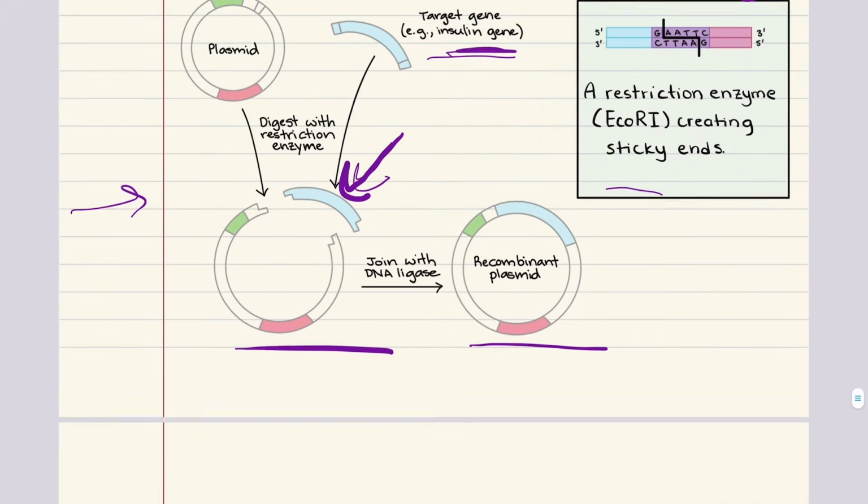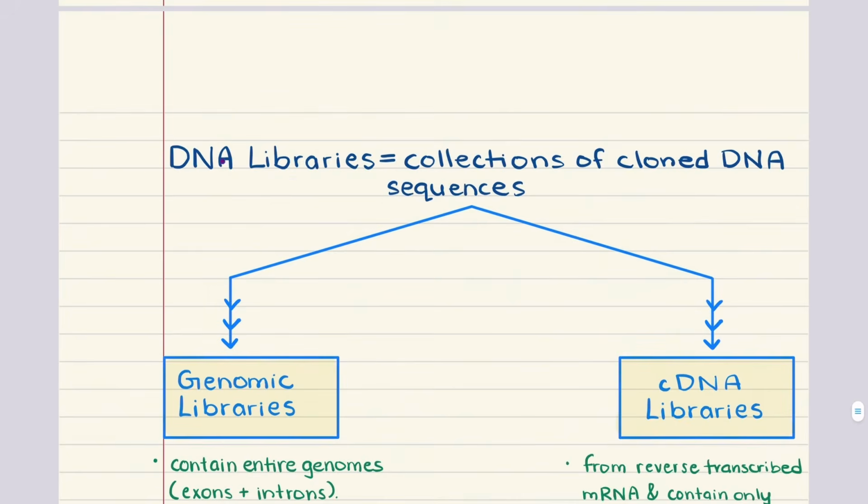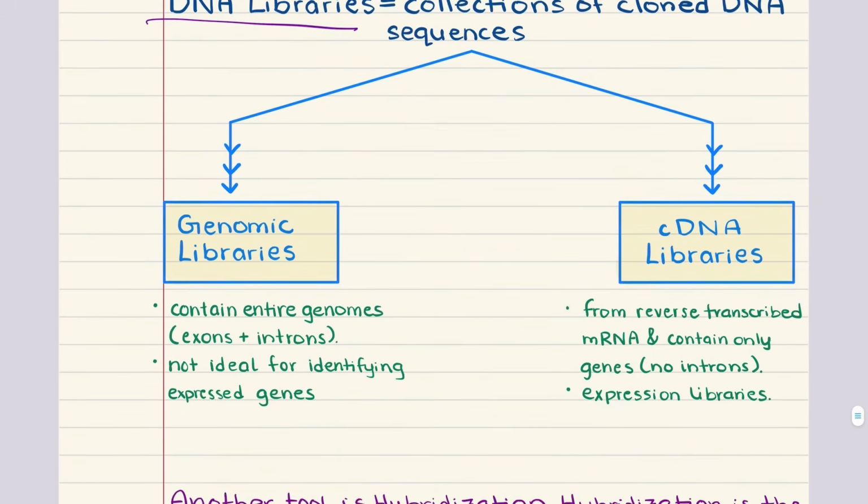To further analyze genes, we often turn to DNA libraries, which are curated collections of cloned DNA sequences that are designed for research and screening. There are two main types of DNA libraries. We have genomic libraries and we have cDNA libraries. A genomic library contains the entire DNA sequence of an organism. It includes both exons, which are coding regions, and introns, which are non-coding regions.